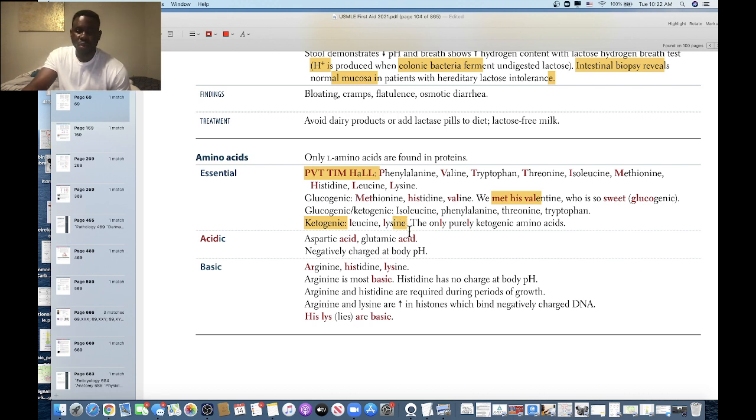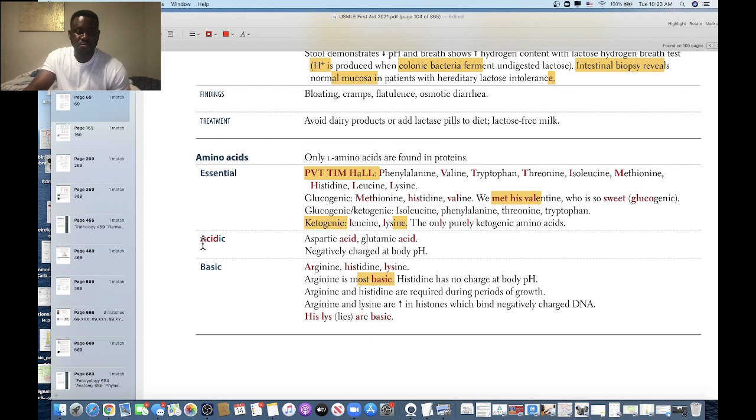And we have the basic ones, which are arginine, histidine, and lysine. Arginine is the most basic one. Histidine has no charge at body pH. So we will see that later. Okay, let's continue. I'll bring that concept up later.